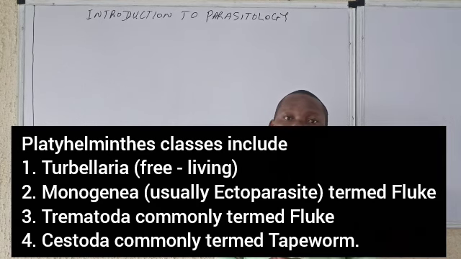They will also have the Monogenea, which are usually ectoparasites. And we also have the Cestoda, which are the tapeworms. We also have the last class, the Trematoda, which are the flukes.